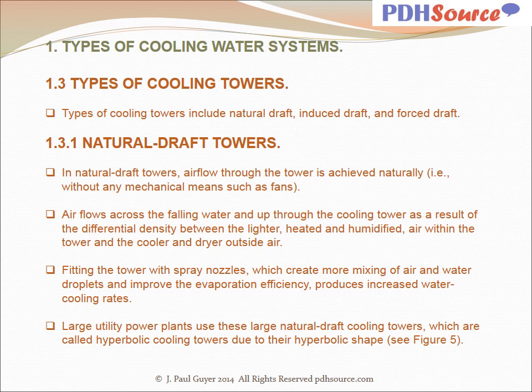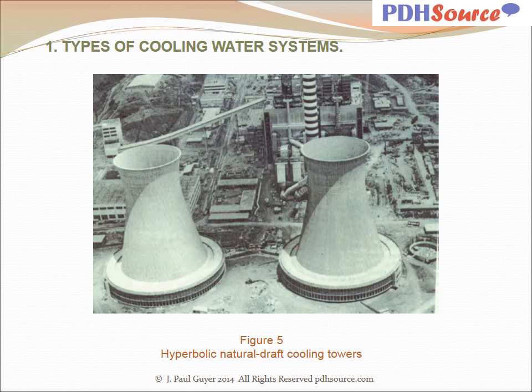Large utility power plants use these large natural draft cooling towers, which are called hyperbolic cooling towers due to their hyperbolic shape. See Figure 5. Figure 5 is a photograph of two large hyperbolic natural draft cooling towers.